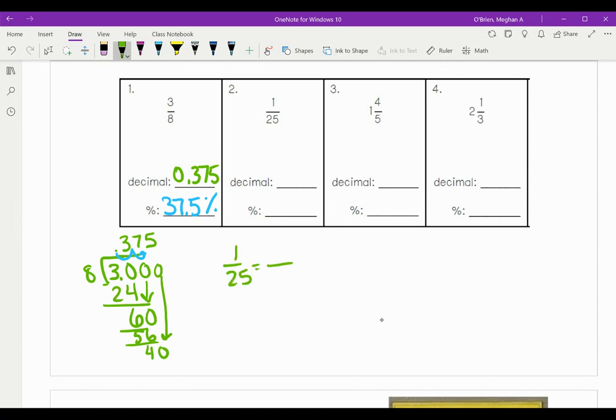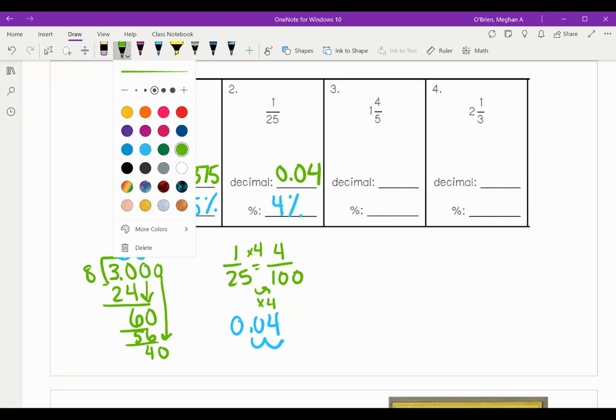Okay, the next one, 1/25. I'm going to scale that up to 100 because that's times 4. That's times 4. So that'd be 4/100ths, which would look like, here's the tenths place, here's the hundredths place, 4/100ths. And I multiply the decimal by 100 to get the percent. So I would move it over. I'll just write it down here. Boink, boink. And that'd be 4%.